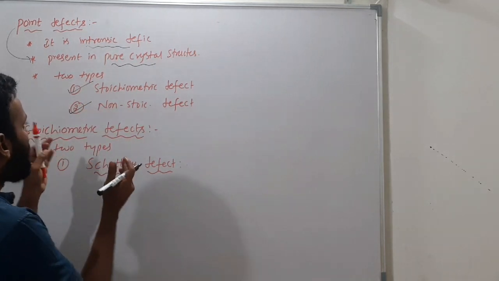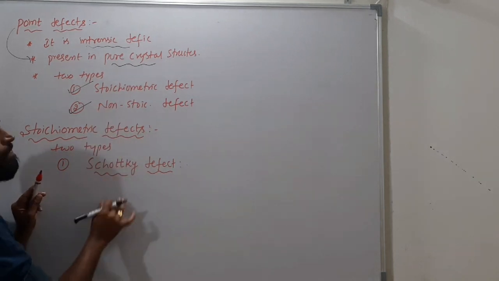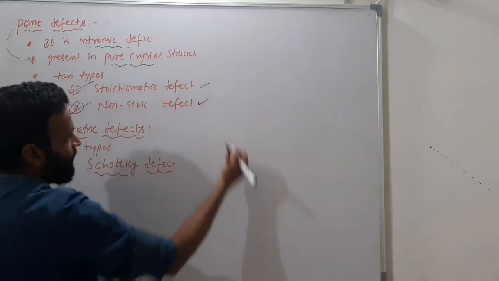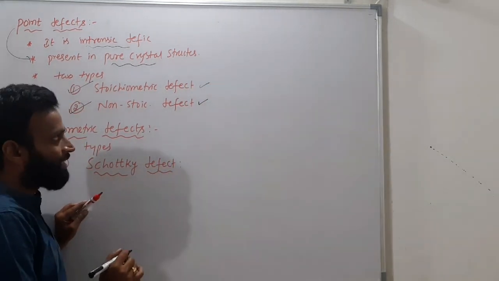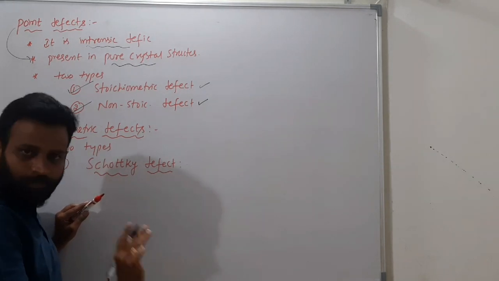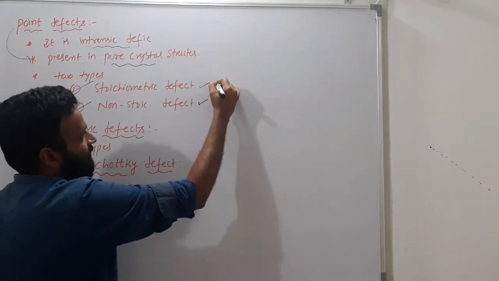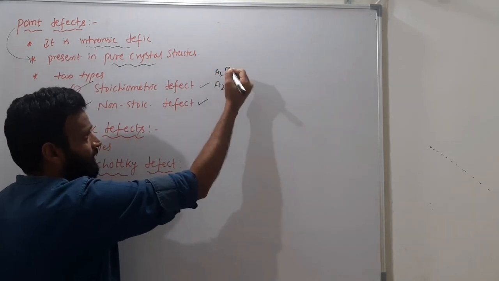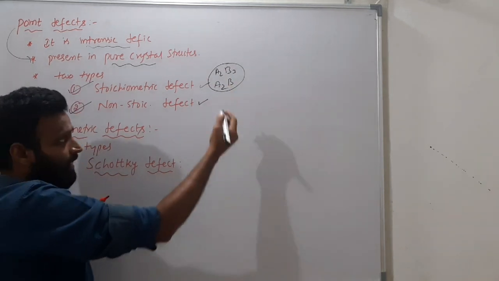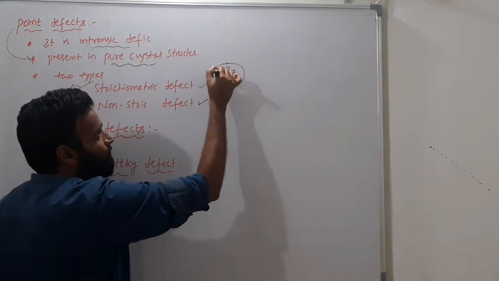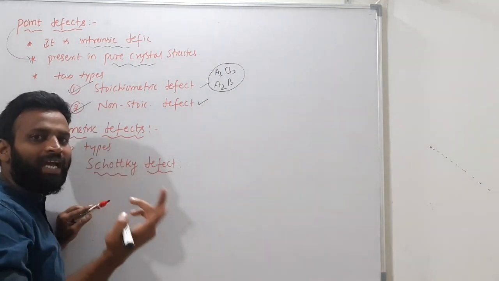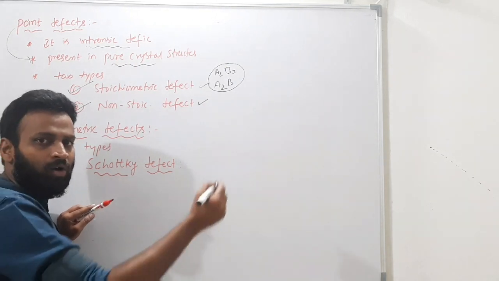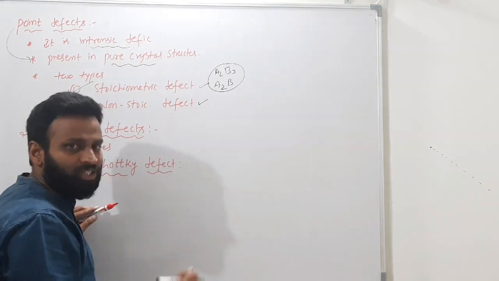To avoid wasting time, I have written this before. So these point defects, how many types? Two types: stoichiometric defect and non-stoichiometric defect. Stoichiometric defect means there is no change in the formula. Suppose a crystal lattice has A2B or A2B3. Even after some defect, even after missing of cation and anion, the formula will be the same. That means the same number of cations and the same number of anions will go missing, or a cation occupying an interstitial position changed.